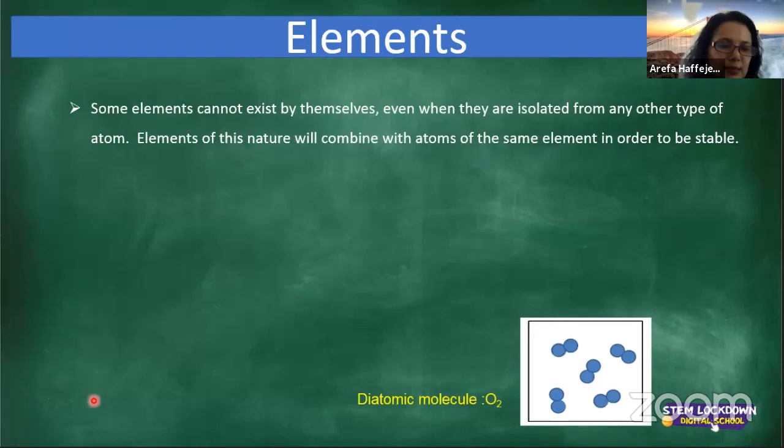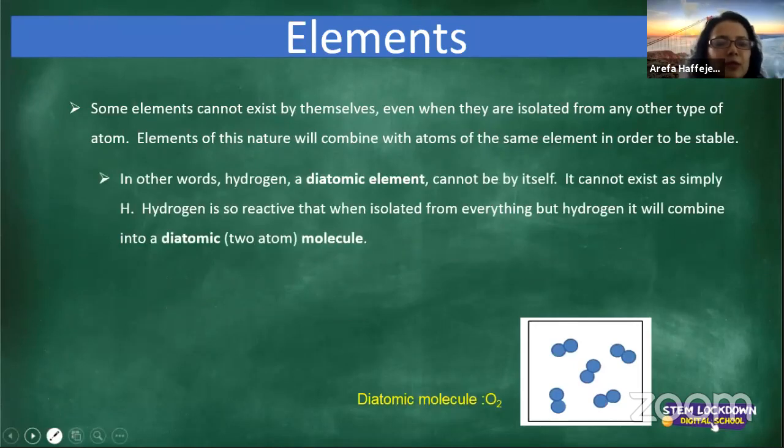Okay, so I'll explain also. In other words, we say hydrogen is diatomic. Diatomic means that it cannot be by itself. It cannot exist as simply hydrogen. Now, hydrogen is so reactive that when it is isolated from everything else, it will still combine with another atom. So the hydrogen makes up two atoms, which is called a molecule. So we use the word diatomic.